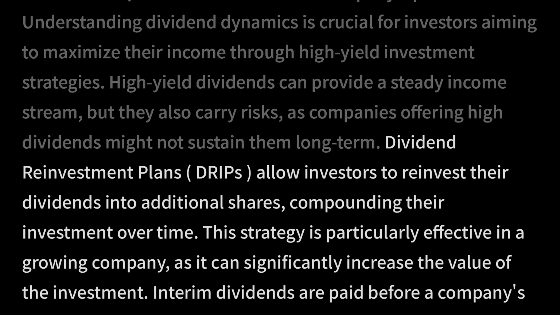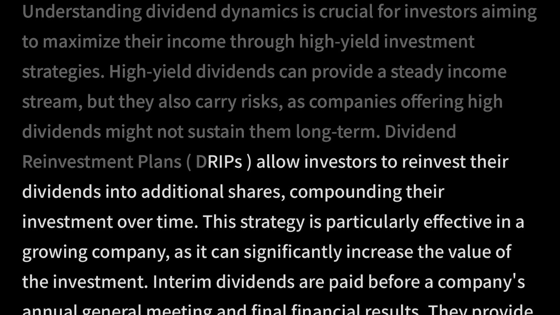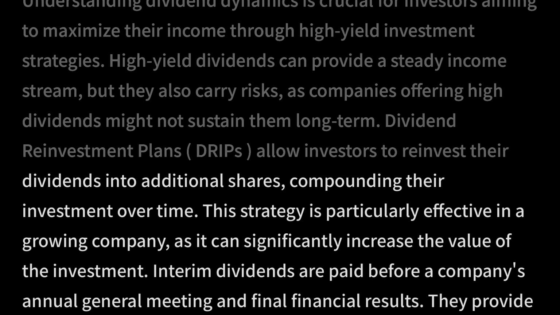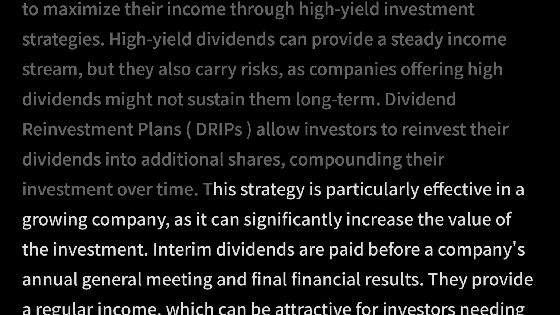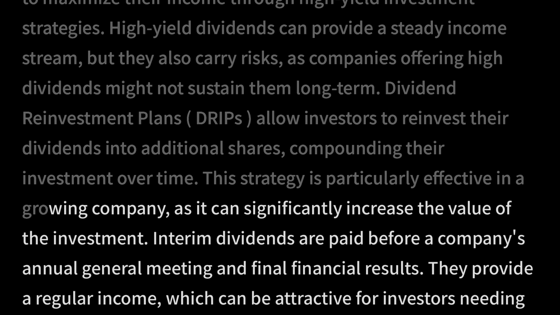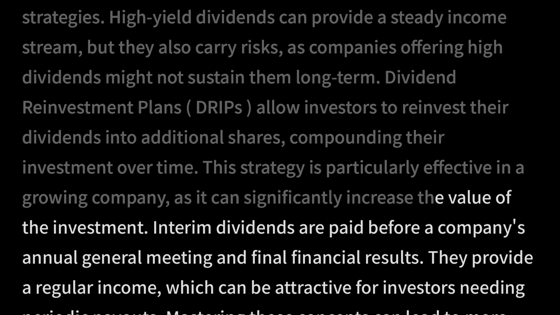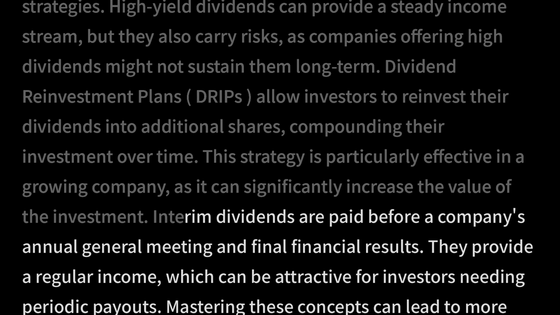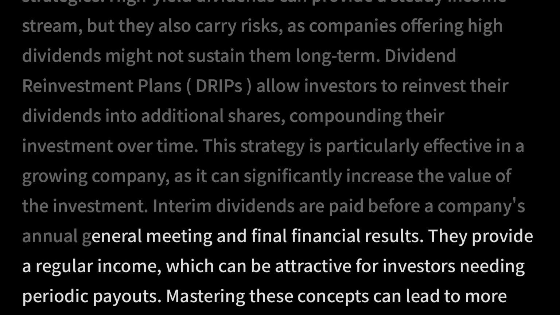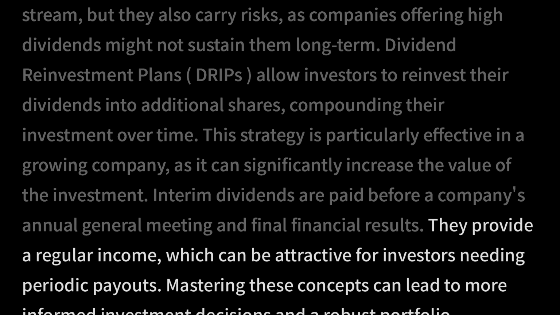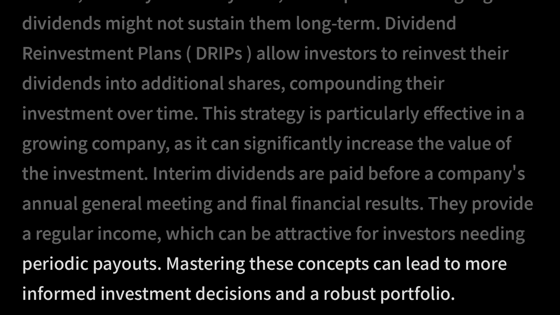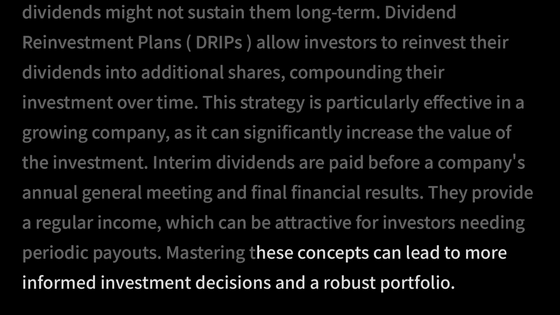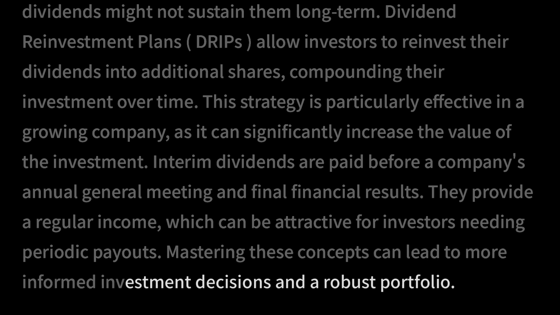Dividend reinvestment plans, DRIPs, allow investors to reinvest their dividends into additional shares, compounding their investment over time. This strategy is particularly effective in a growing company, as it can significantly increase the value of the investment. Interim dividends are paid before a company's annual general meeting and final financial results. They provide a regular income, which can be attractive for investors needing periodic payouts. Mastering these concepts can lead to more informed investment decisions and a robust portfolio.